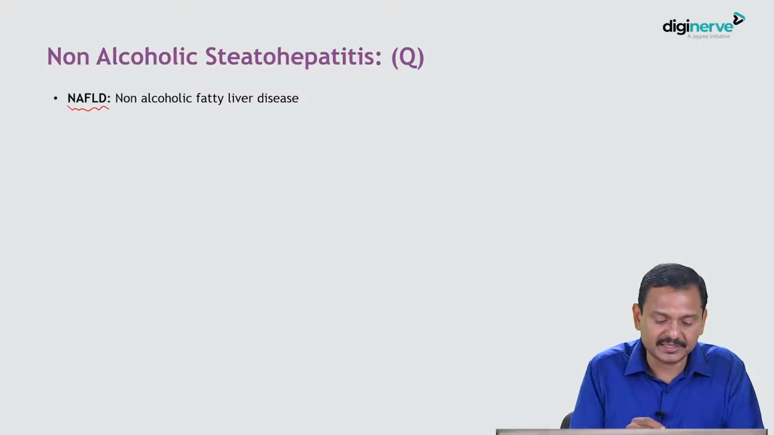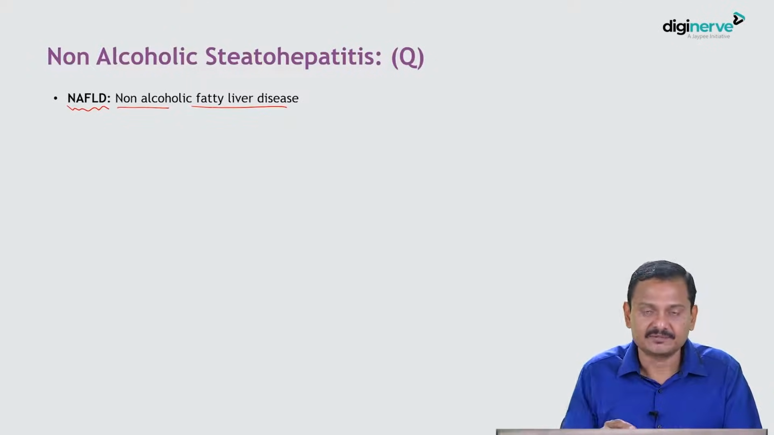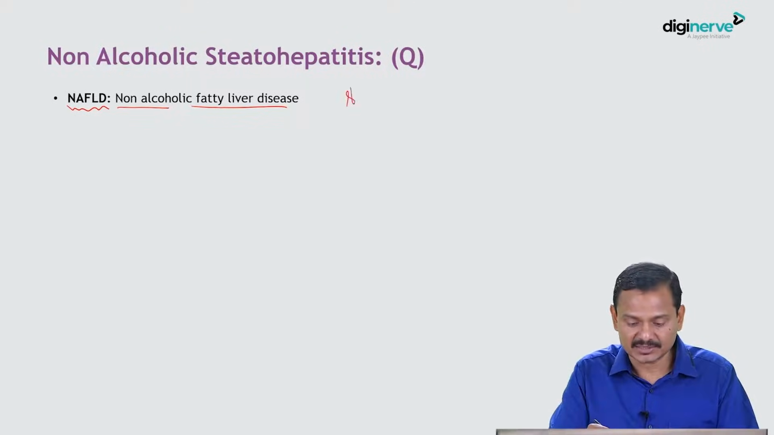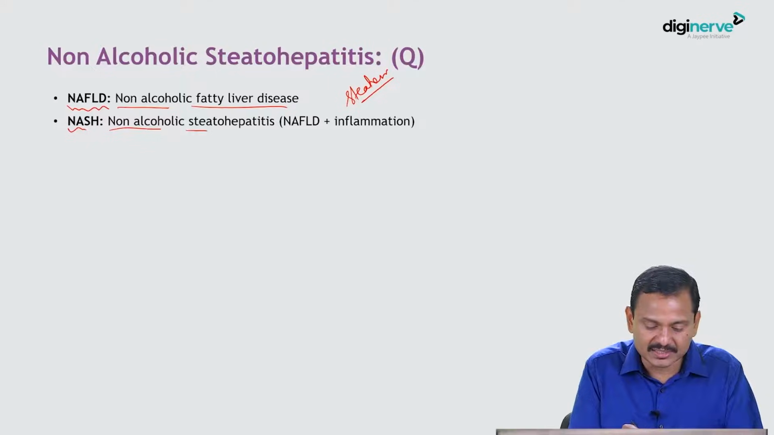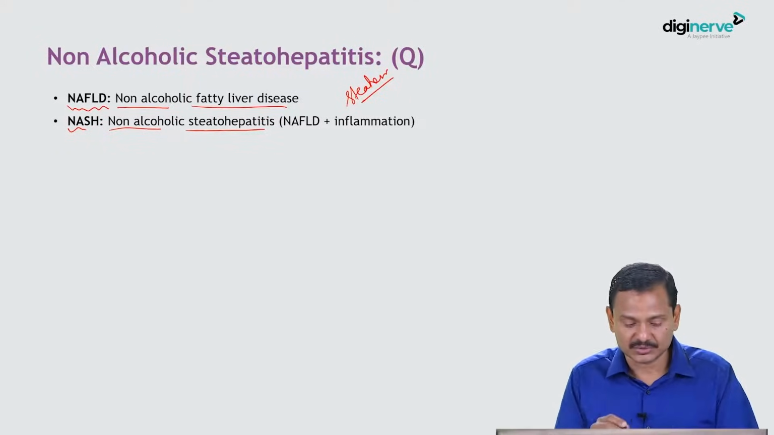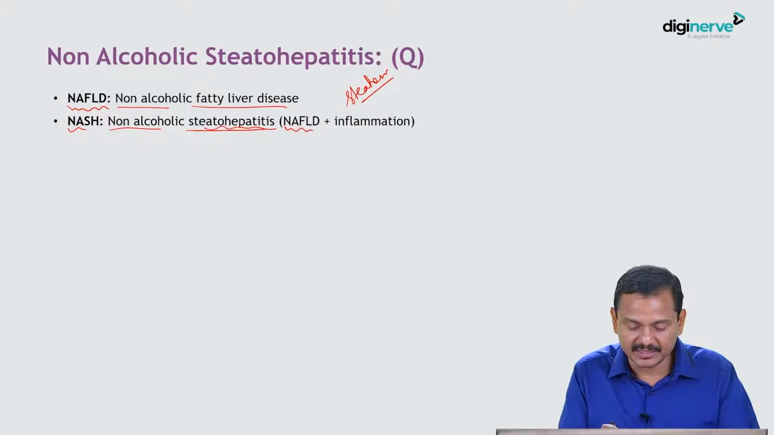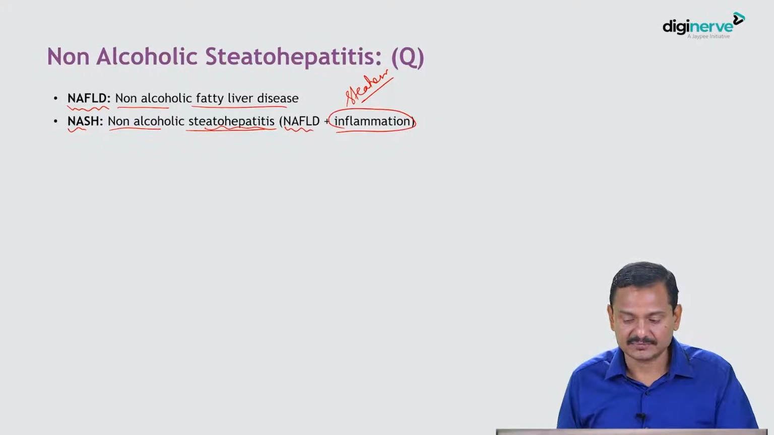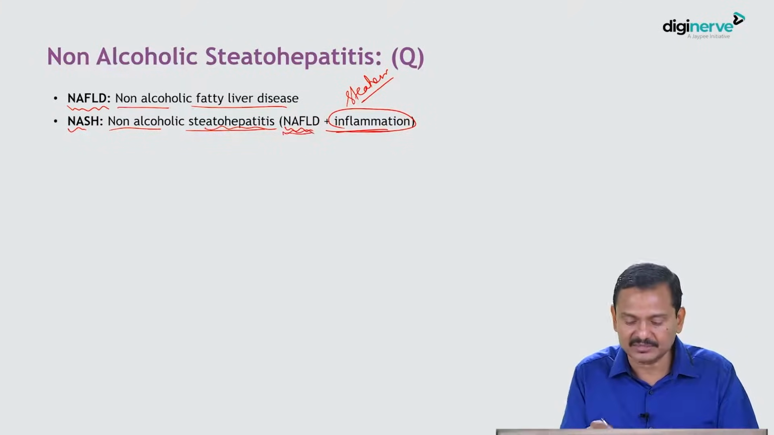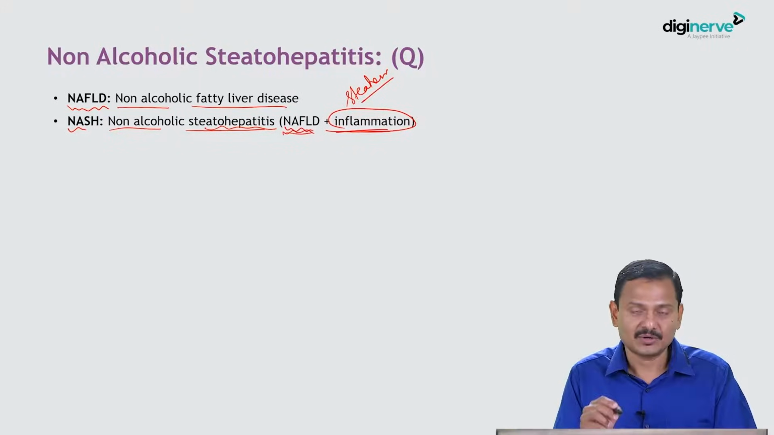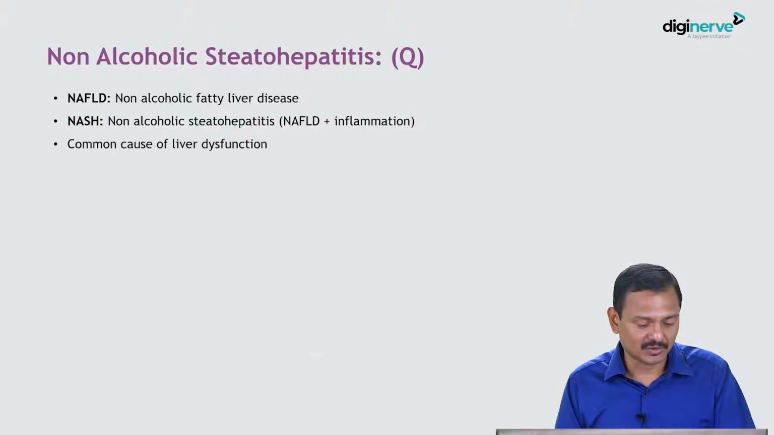So, NAFLD is non-alcoholic fatty liver disease. There it was steatosis, or alcoholic steatosis. Second is NASH, non-alcoholic steatohepatitis. This non-alcoholic steatohepatitis is NAFLD plus there is an inflammatory component. So, fatty liver plus inflammation was there. Here also you have fatty liver plus inflammation. Only thing missing is alcohol.